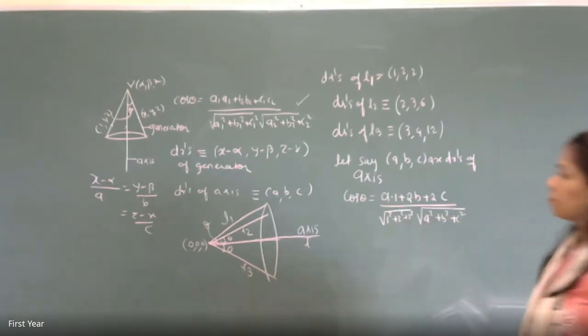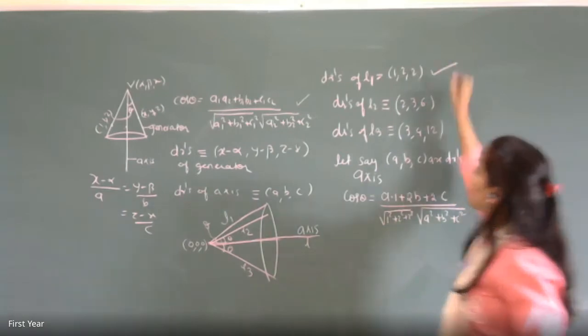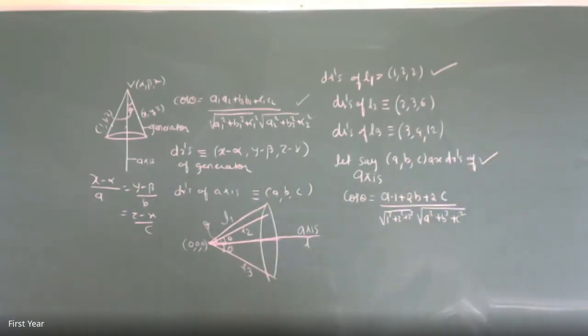Is it okay? Did you understand? I used line 1 and the axis, so I got this equation. Is this clear to everyone?